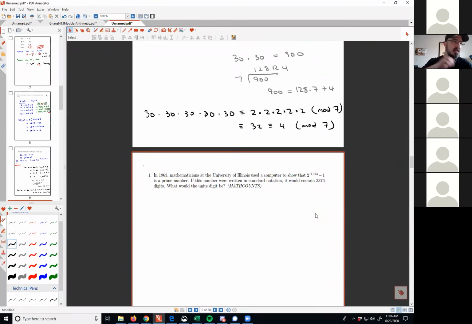So here's a problem. In 1963, mathematicians at the University of Illinois used a computer to show that 2 to the 11,213th power minus 1 is a prime number. That's a big, big number. If this number were written in standard notation, it would contain, they tell us, 3,376 digits, a little bit smaller than I thought. What would the units digit be?